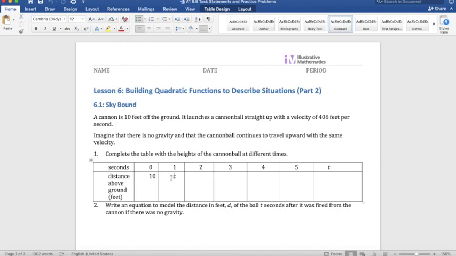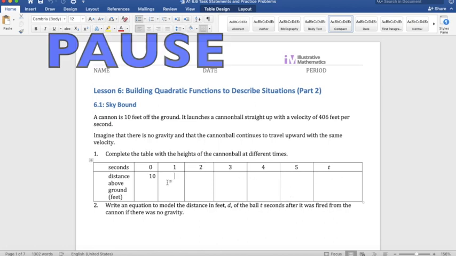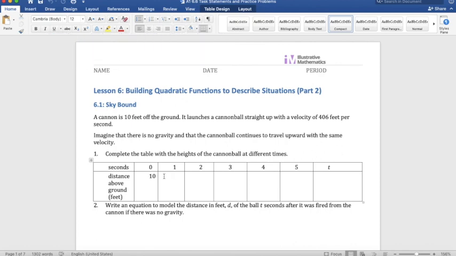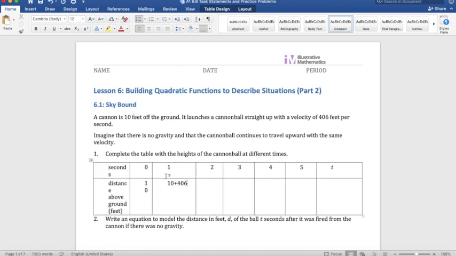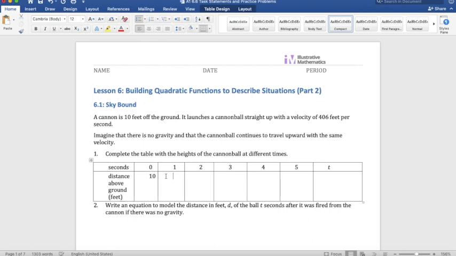At this point, pause, and think about how you'd fill it in for 1, 2, 3, 4, 5, and after t seconds. Okay, so now that you've paused, if we're going up at 406 feet per second, and we're starting at 10 feet off the ground, this is really just going to be 10 plus 406, which gets me 416.